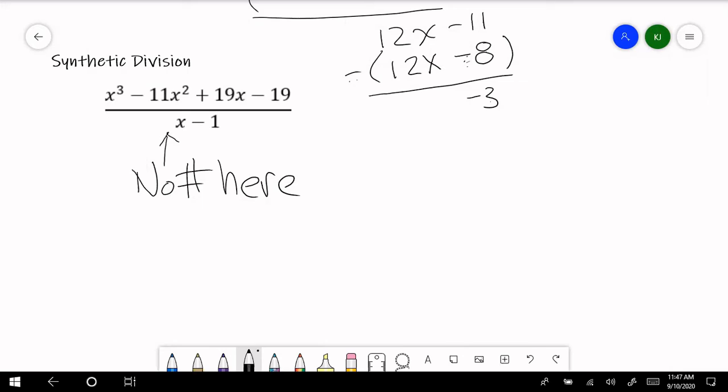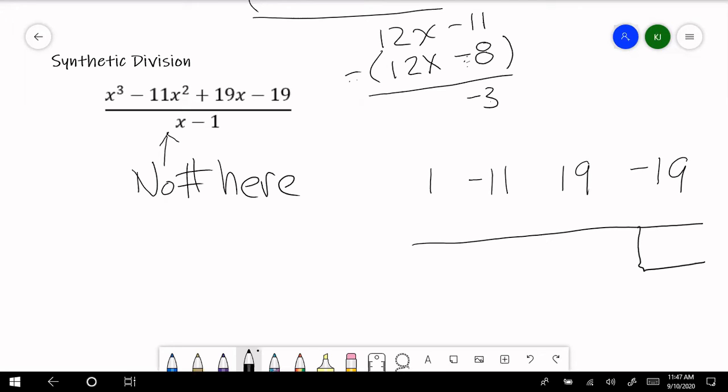All I need to do is, I don't have to write down the whole thing I'm dividing by. I just have to write down the numbers in front of them. So what number is in front of x cubed? There's not a number, so what number is it? 1. In front of x squared? Negative 11. In front of x? And then the constant is negative 19. So I just wrote down all of the coefficients, all of the numbers in front.